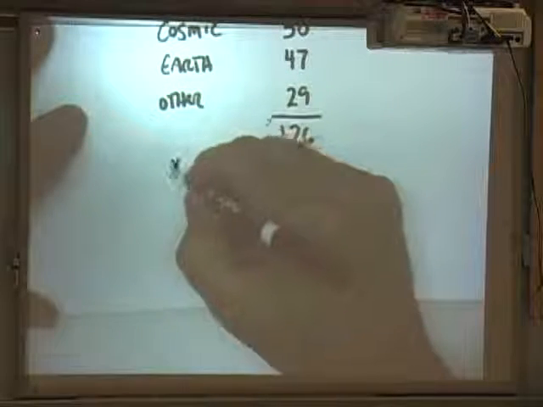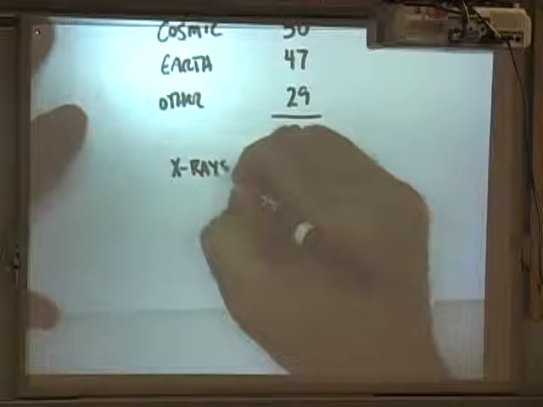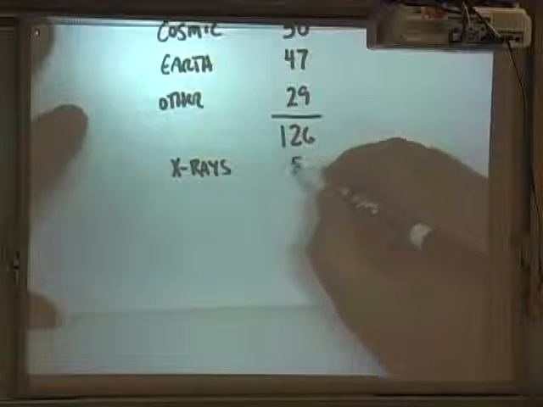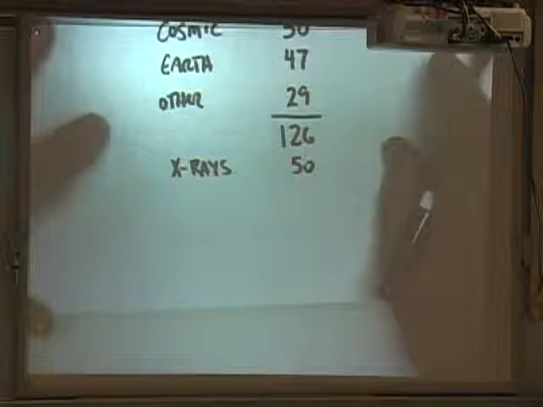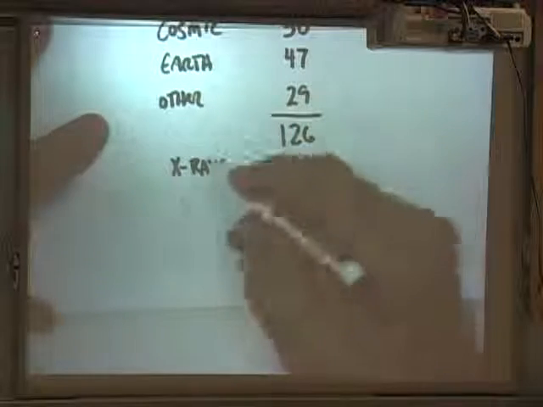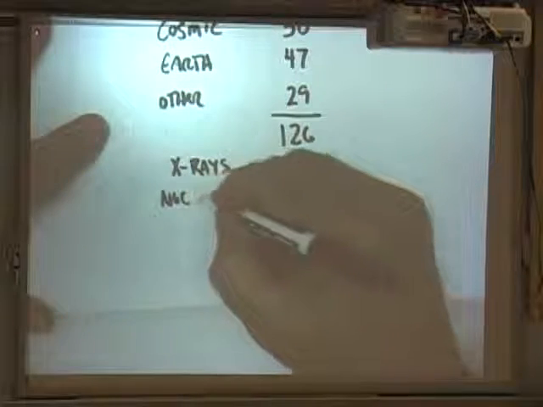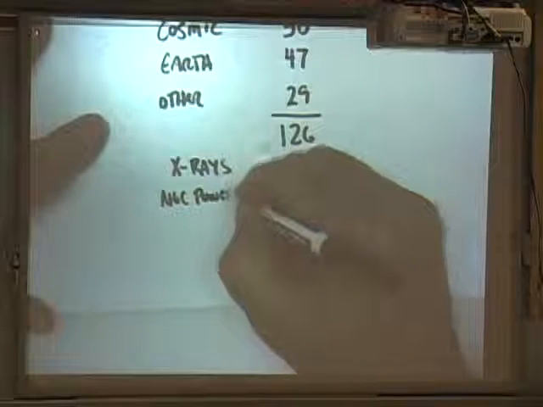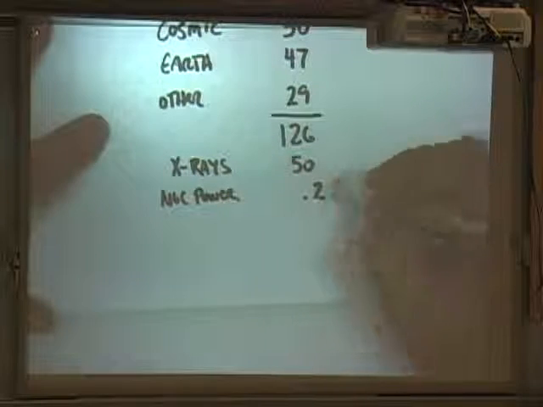For a typical person in their lifetime, from X-rays, you'll get about 50. Except for Alex here, she gets none. Nuclear power plants. How dangerous is a nuclear power plant? 0.2.